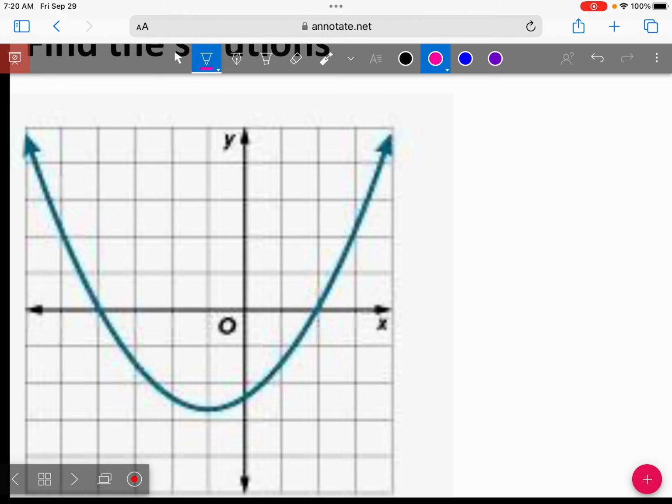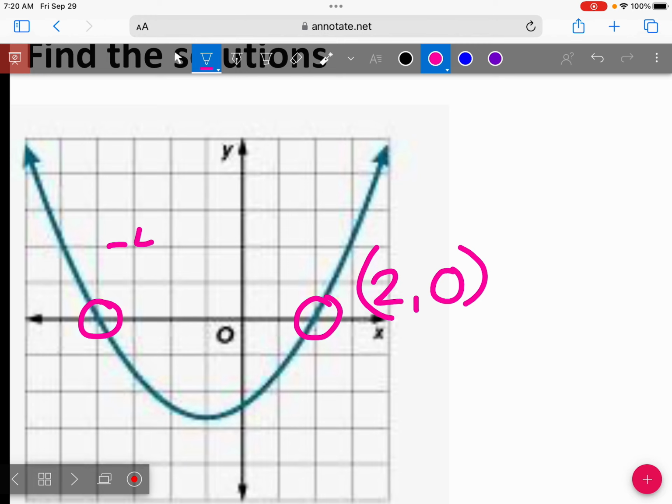Speaking of our roots, solutions, x-intercepts, and zeros, on this picture, we're just asked to find them. Where are they? 2, 0, and negative 4, 0. Absolutely. They're right there. It's where it crosses the x-axis.